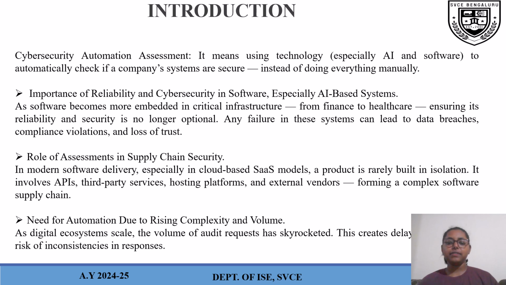Software today runs everything from banks and hospitals to power grids. The risk: if it fails or gets hacked, it can lead to personal data leaks and legal issues for breaking rules. AI makes decisions automatically, so if it's not secure, the mistakes can be even more serious.